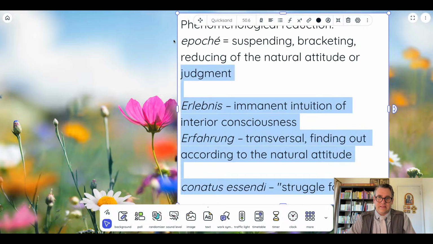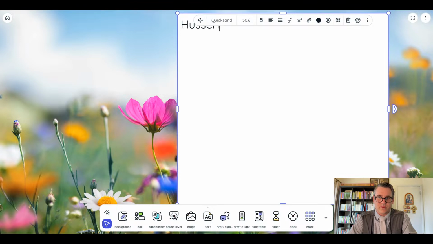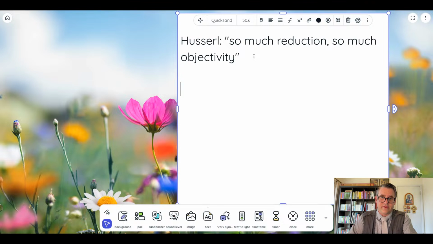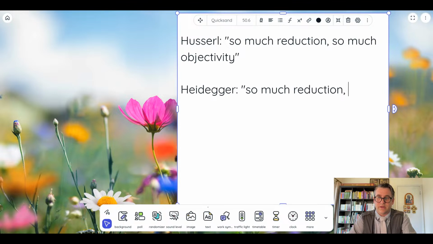Here, Husserl, his reduction. A kind of motto for Husserl could be something like: so much reduction, so much objectivity. For Heidegger, so much reduction, so much Sein, being, self-revelation of being to Dasein. That's why it's existential, ontological in character.